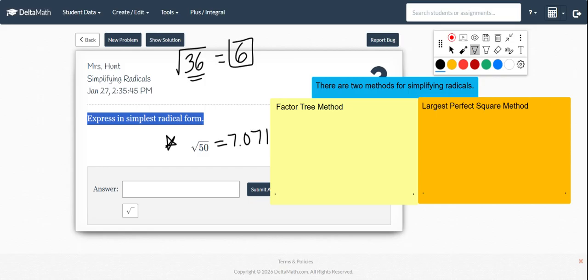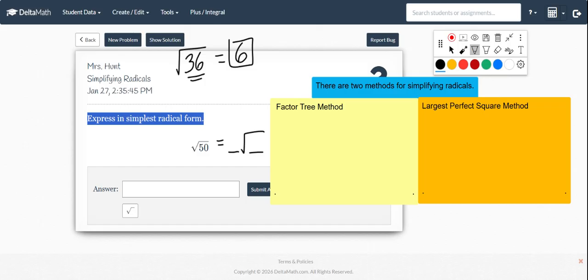That is an irrational number, and we in math don't like irrational numbers. It's not that we don't like them, I shouldn't say that. We don't like to work with them, because this decimal goes on and on forever and ever. So we don't want a decimal here. What we want to do is break this down into a simplified version where there's a number outside and another number on the inside. That's what our answer is going to look like.